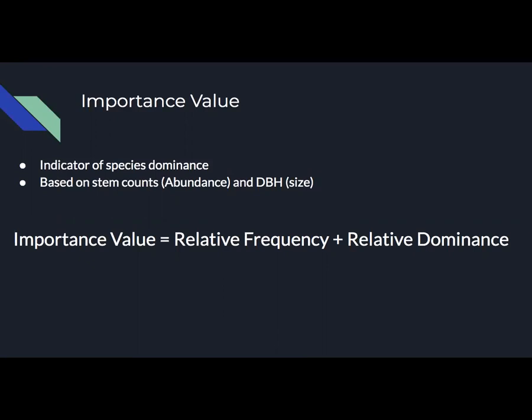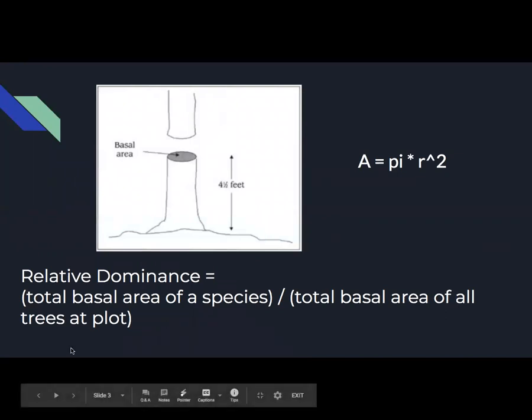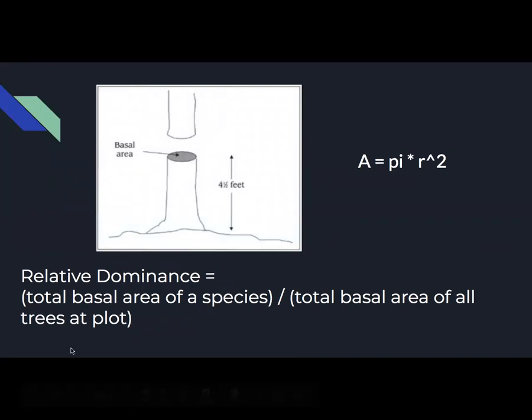Your importance value is going to be equal to your relative frequency, which relates to your abundance, plus the relative dominance, which has to do with your size. So how do we figure out what relative dominance and relative frequency are? Relative dominance is going to equal the total basal area of a species divided by the total basal area of all trees at a plot.